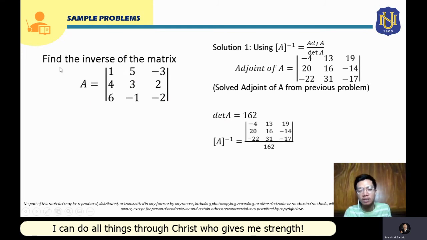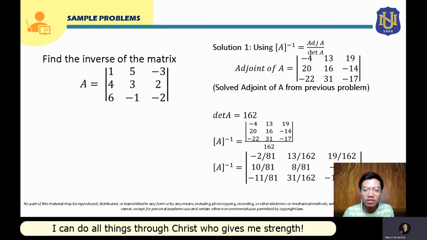From that, we just substitute that in our formula. The adjoint of A is this, and the determinant of A is 162. From here, we are just going to apply scalar division. Applying scalar division, each element will just be divided by 162. So this will now become our inverse for matrix A.